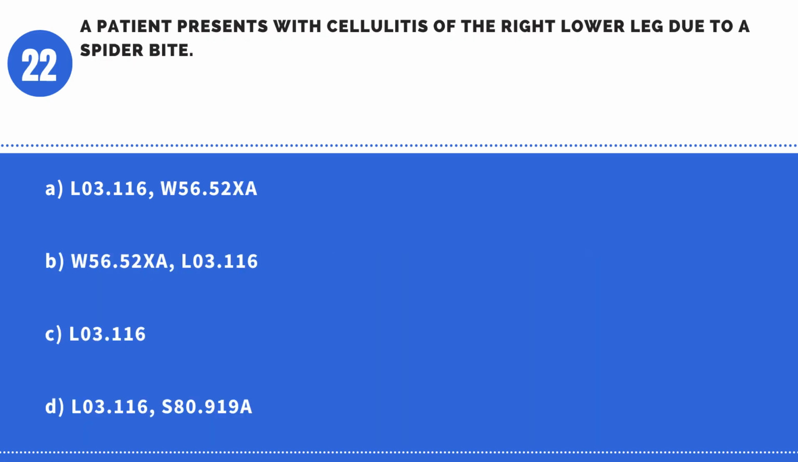Question 22. A patient presents with cellulitis of the right lower leg due to a spider bite. A. L03.116, W56.52XA. B. W56.52XA, L03.116. C. L03.116. D. L03.116, S80.919A.